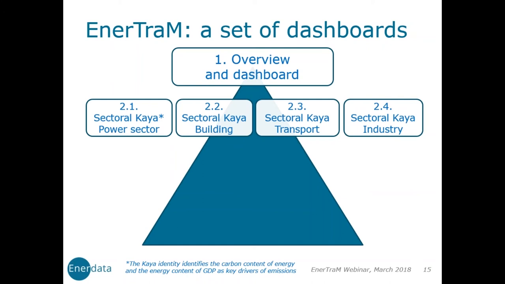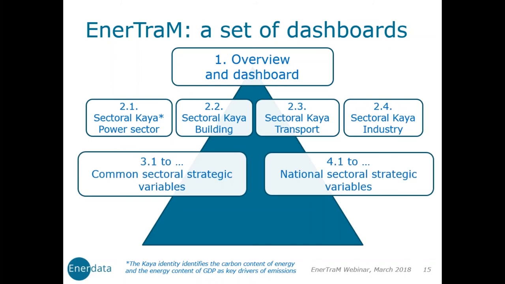So this allows us to identify the three key drivers of emissions in the different sectors. At the third and fourth level, we have sectoral strategic variables. Most of them are of a more technico-economic nature. For instance, in transport, we will have the number of vehicles, passenger-kilometers each year, average energy consumption of the vehicle fleet, energy consumption of the new vehicles put on the market, and so on and so on.